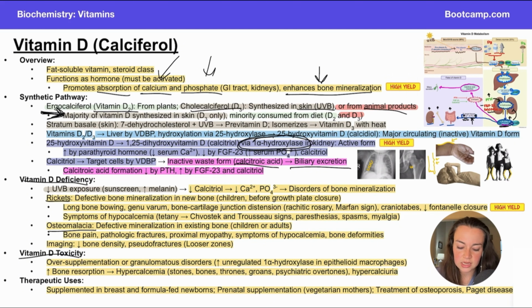Vitamin D toxicity, on the other hand, causes hypercalcemia from an increase in bone resorption. Think stones, bones, thrones, groans, and psychiatric overtones. And because vitamin D is good at promoting bone mineralization, we can use it to treat osteoporosis or Paget disease. We also like to supplement it in babies.